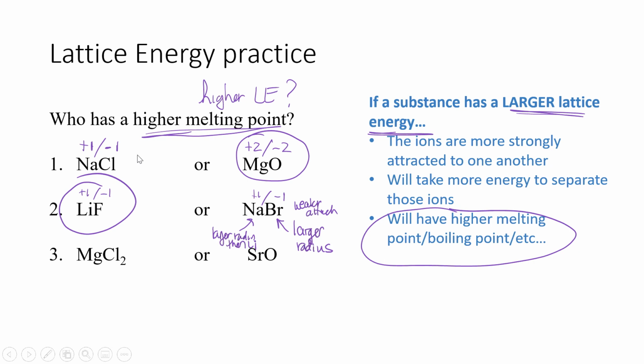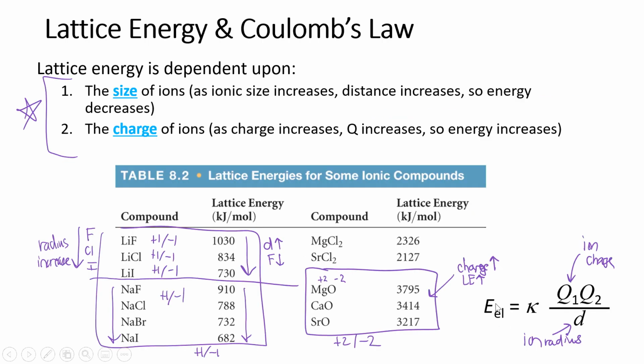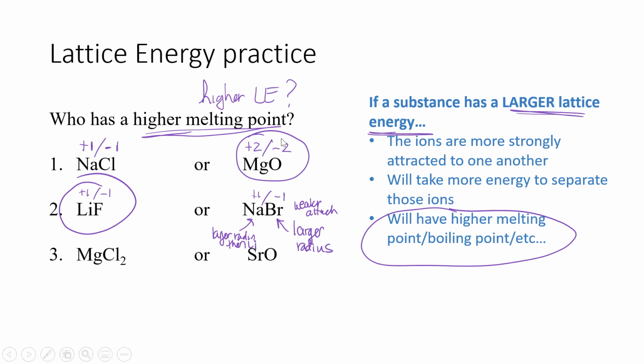Because remember, again, if we look at what our relationship here is, the attractive force, which is the lattice energy, is a way to think of the attractive force between the ions, and it is going to be directly proportional to the ion charge and inversely proportional to the ion radius. So the larger the charge, the more attracted they'll be. The larger the radius, the less attracted they'll be. Let's look at one last one.